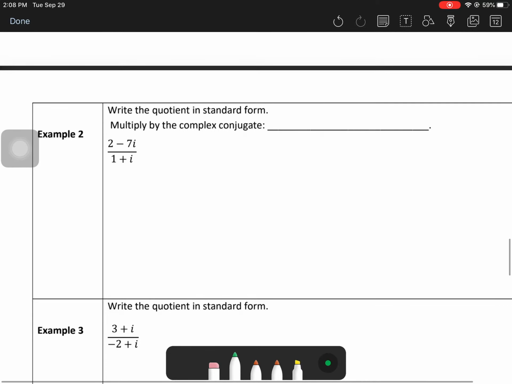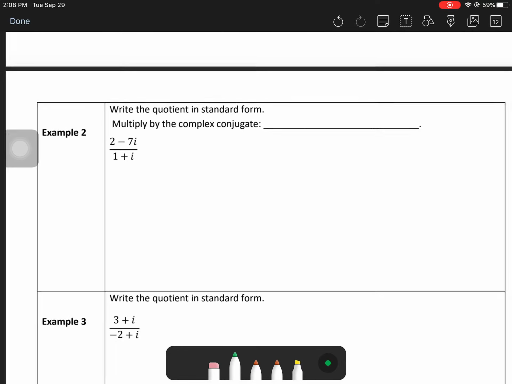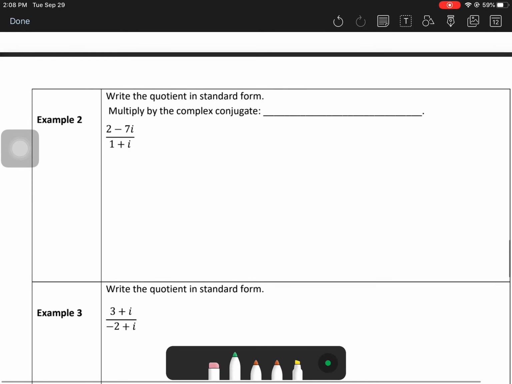We need to use that principle when doing our next examples because we cannot leave an imaginary number in the denominator of a fraction. So we want to multiply by the complex conjugate. The complex conjugate simply means that we take the bottom imaginary number and we change the sign in the middle. When that happens, we're going to multiply both the top and the bottom by the complex conjugate.